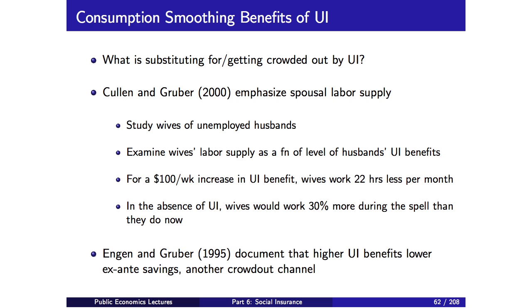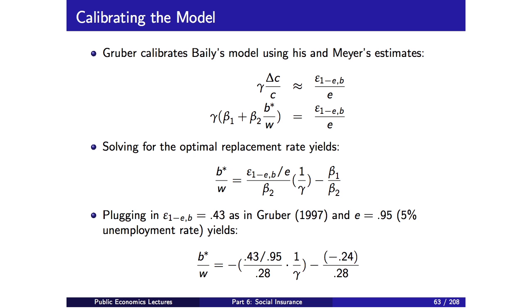Another potential channel, which I think we touched on in an earlier lecture, is that when you have higher UI benefits, people also seem to build up smaller buffer stocks to a small degree. So they save a little bit less ex ante, and again, you're going to end up seeing a smaller consumption drop.